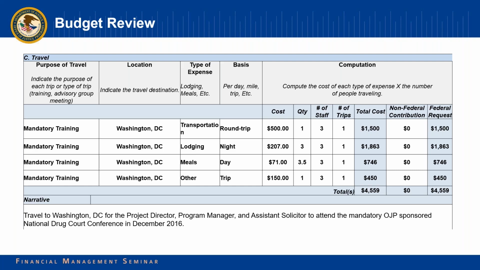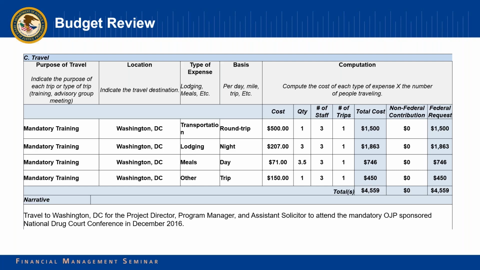That's when I talked about the different travel items, be it transportation, lodging, meals, local travel, or other, the basis for that item, and then the actual cost, the number of people that are traveling, and the number of trips that will be going on. Just to keep in mind that if you're following the federal policy for travel, as far as the per diem for meals, the per diem is 75% on the first and last day of your trip, and then full per diem on all the other days. So keep that in mind if you're following the federal travel policy.